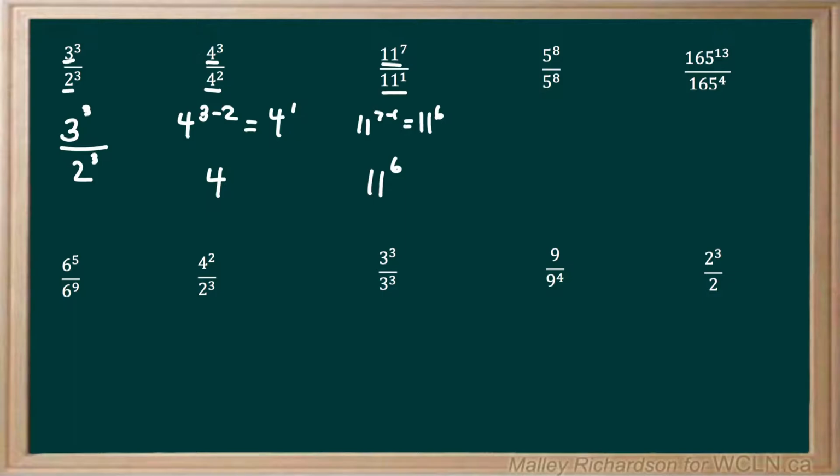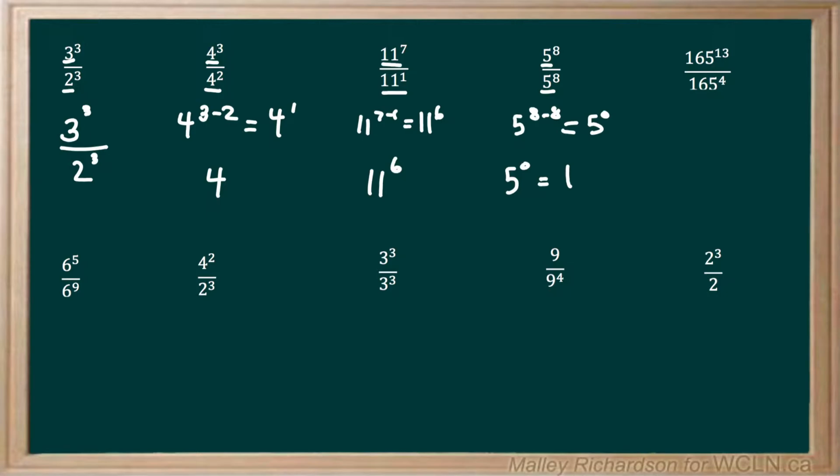Now we have 5 to the power of 8 over 5 to the power of 8. The top and bottom have the same base of 5, so we can subtract the exponents. So we have 5 to the power of 8 minus 8, which leaves us with 5 to the power of 0. 5 to the power of 0 can either be written as it is, or it can be written as 1, because anything raised to the power of 0 gives us 1. So either answer is fine.